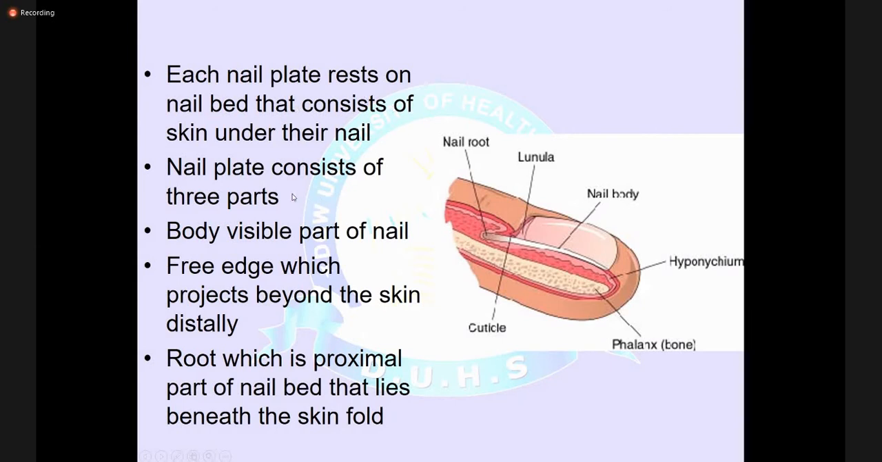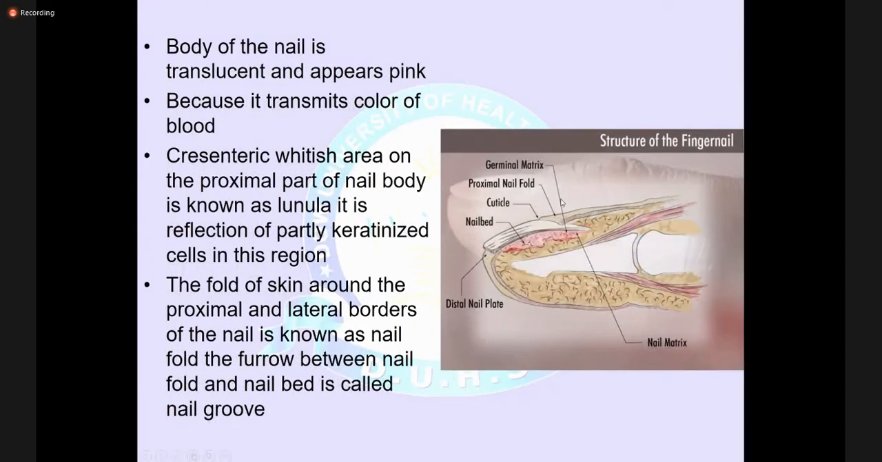So the nail plate consists of three parts: the body that is visible, that is named as nail body. Then we have the free edge which projects beyond the skin. And we have a root which is the proximal part of the nail that lies beneath the skin fold. Now this is again a picture that is showing the structure of the nail bed. This is the free edge of the nail. This is the nail bed, this is the cuticle layer, this is the nail plate, right, and root of the nail, and this all is the nail matrix.